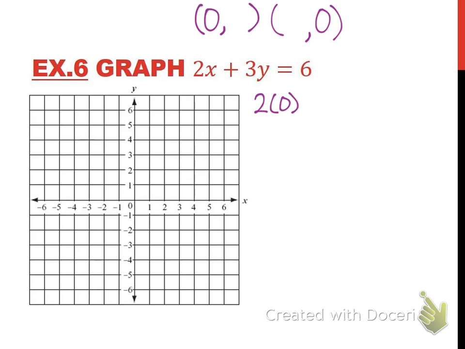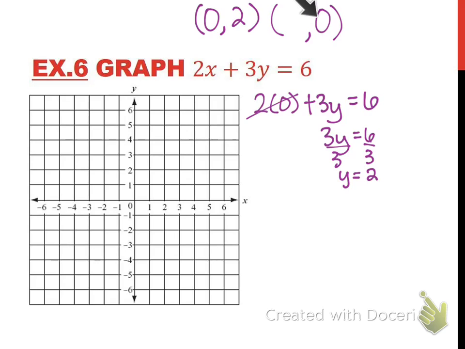This is kind of like what we did in the warm-ups. I plug 0 in for x, and then I'm going to solve for y. What am I going to end up getting for y? 2. Okay, the 0 times 2 cancels itself out, goes away. Divide by 3, y is equal to 2. So I know the point (0, 2) is one of my points.